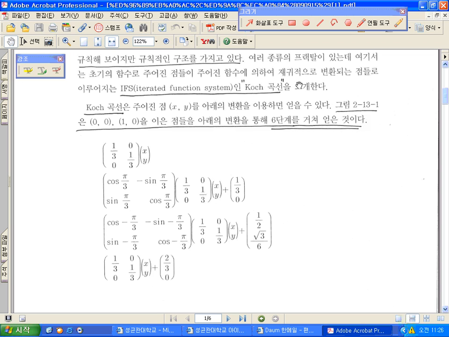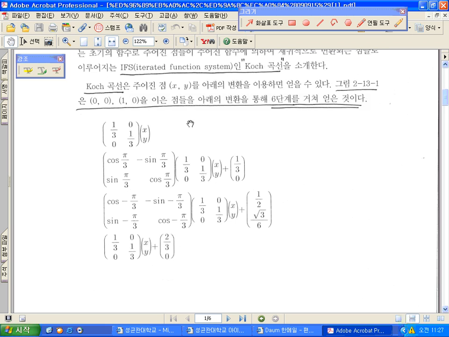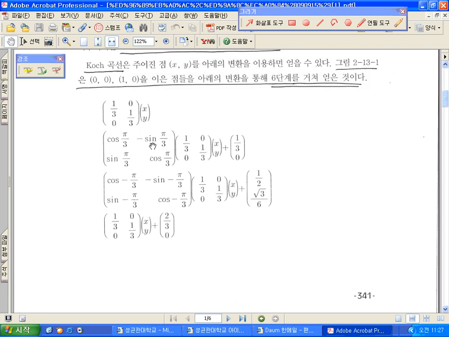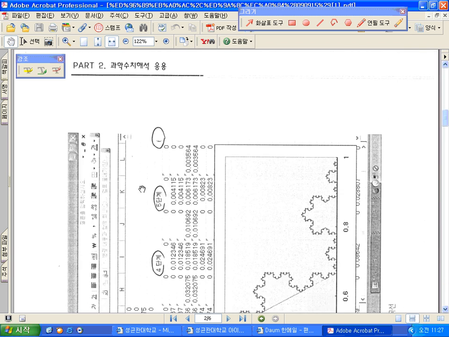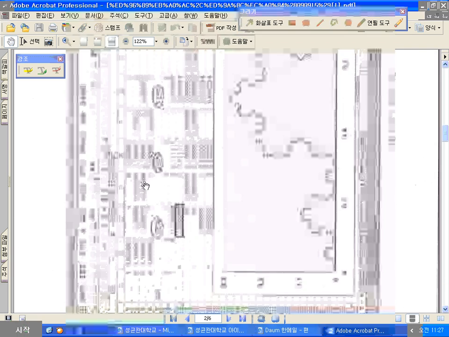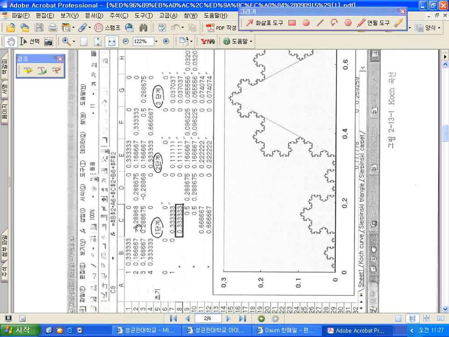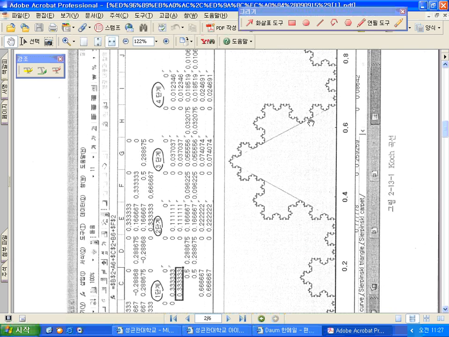And the first example is a Koch curve. This Koch curve was made of the combination of the following 6 linear transformations: contractions and rotations and another rotations and another contractions, and those 6 linear transformations give you the numbers which make these fractal images.